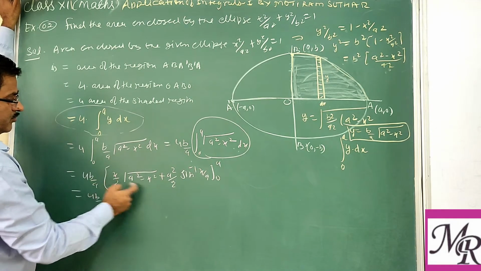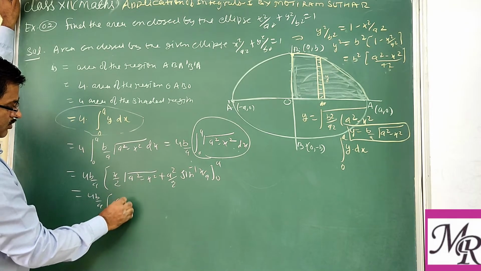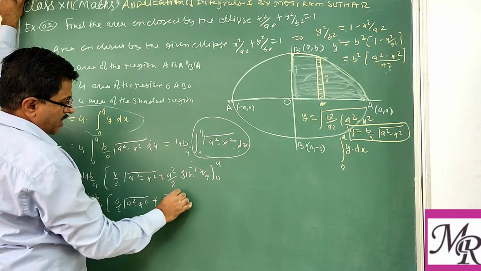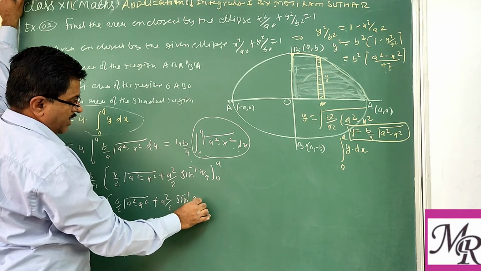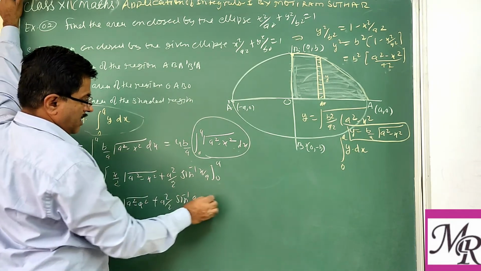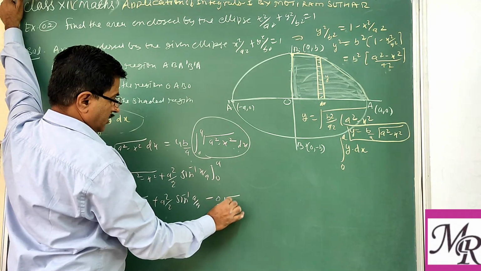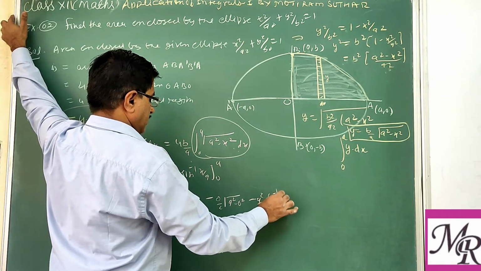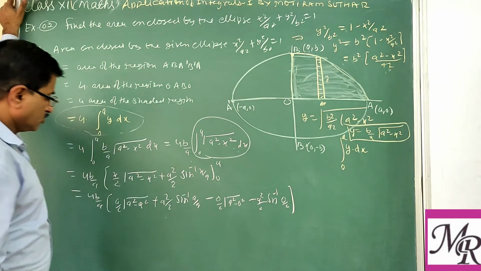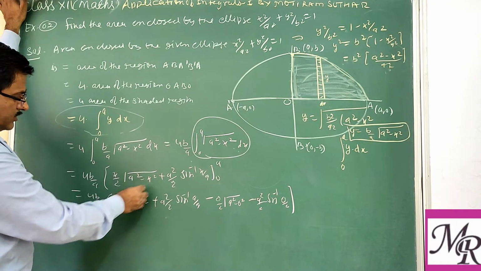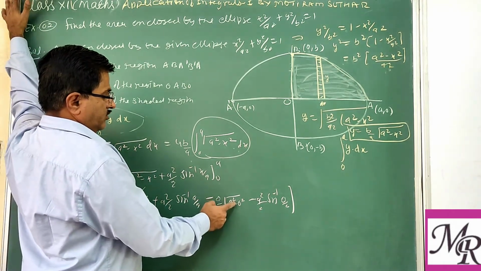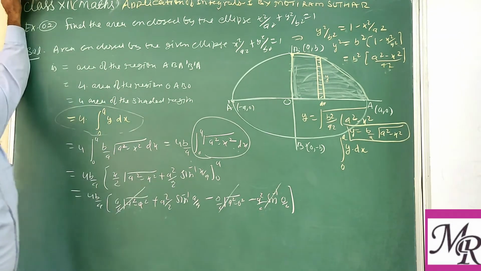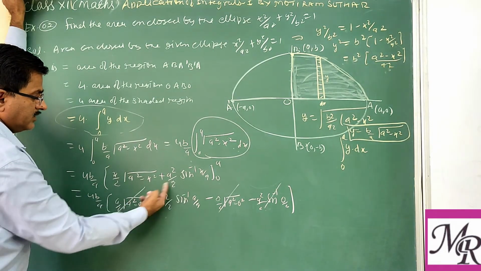Now put the upper limit here, then the lower limit. a by 2 times root of a square minus a square, plus a square by 2 sin inverse a by a. Now we put 0 throughout: 0 by 2 times root of a square minus 0, minus a square by 2 sin inverse 0 by a. So this value will be 0. A square minus 0 will be cancelled out, and 0 into something is also 0, and sin inverse 0 is also 0. So only this term is left.